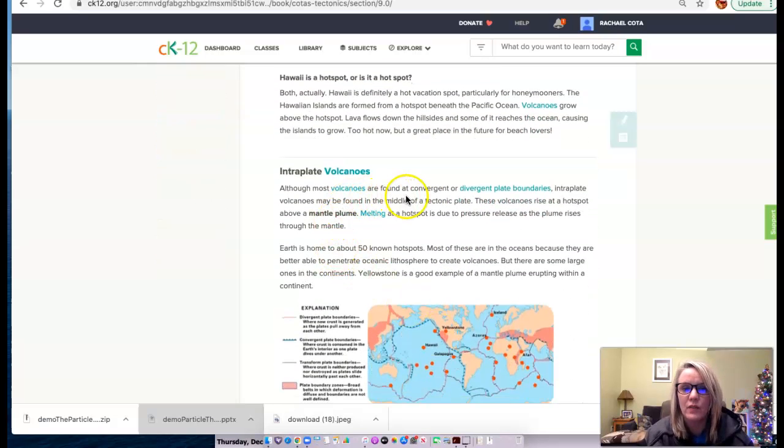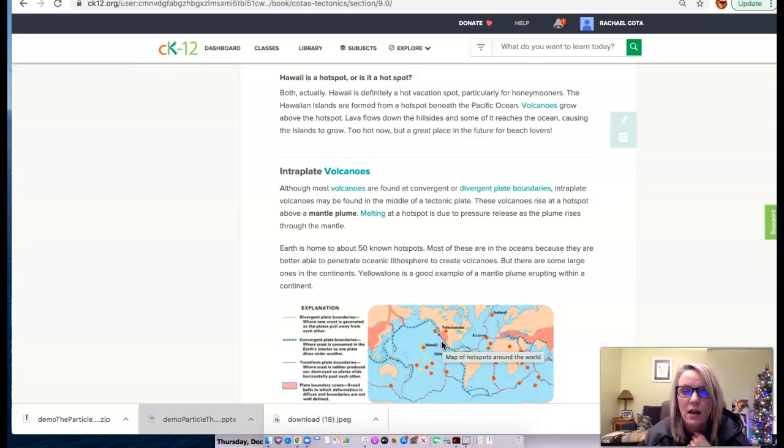It says, although most volcanoes are found at convergent or divergent boundaries, intraplate, meaning inside the plate, not on the boundary, but inside the plate, they can be found in the middle of a tectonic plate. These volcanoes rise at a hotspot above a mantle plume. Melting at a hotspot is due to pressure release as the plume rises through the mantle. And Earth is home to about 50 known hotspots.